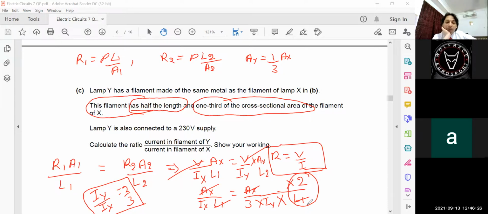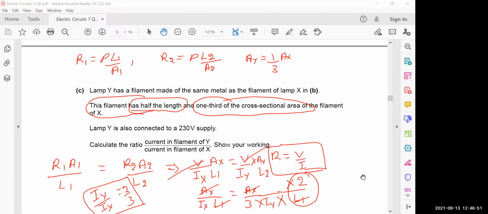So finally I got answer, ratio of IY divided by IX, that is equal to 2 by 3. Is there any doubt, children, in this question? And if you find any other method, you can also apply, but the answer should be ratio of current in Y to the X, it should be 2 by 3. Meher, is this clear? This question, Ashmit, Meher? Yes, sir. Please remember these steps.